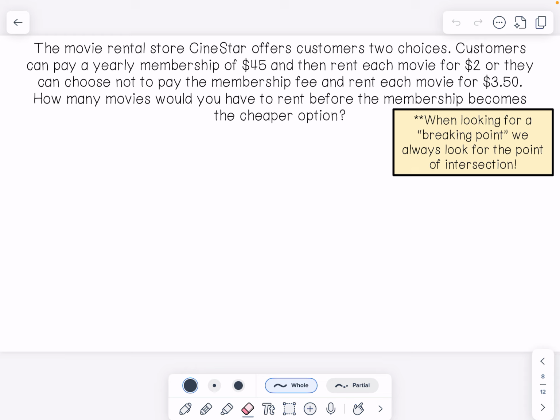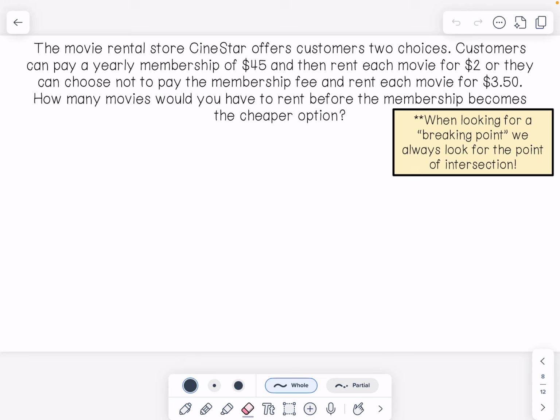So for this first example, this is determining whether or not you should join with a membership to a movie rental program or if you should just rent the movies as you watch them. It says the movie rental store CineStar offers customers two choices. Customers can pay a yearly membership of $45 and then rent each movie for $2, or they can choose not to pay the membership fee and rent each movie for $3.50. How many movies would you have to rent before the membership becomes the cheaper option?